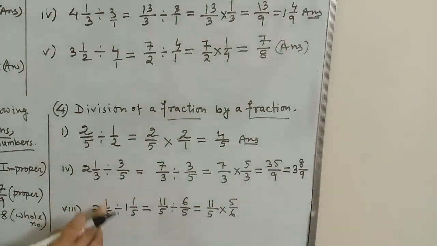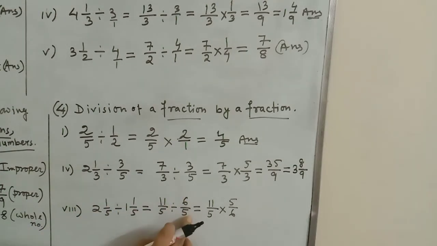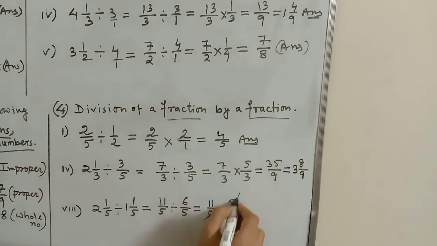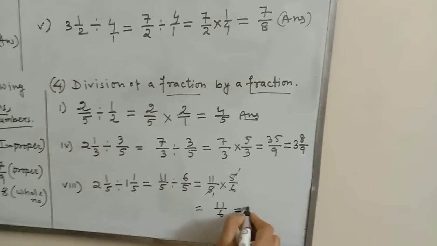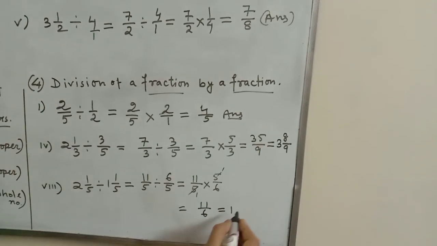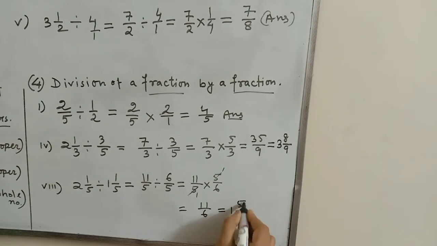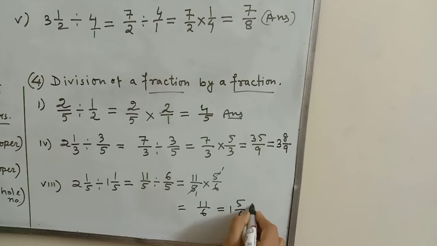Next one is 2 1 by 5. This is 5 2s are 10 plus 1, 11 by 5 divided by 5 1s are 5 plus 1, 6 by 5. Now divide, equal to, make it reciprocal. 11 by 5, reciprocal 5 by 6. You can cancel also. 5 1s are 5, 5 1s are 5. The result is 11 by 6. So 6 1s are 6 and 5 by 6. Make it a mixed fraction.